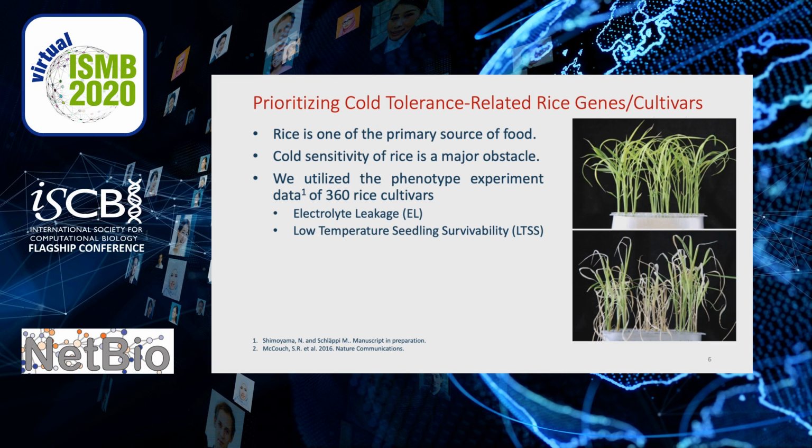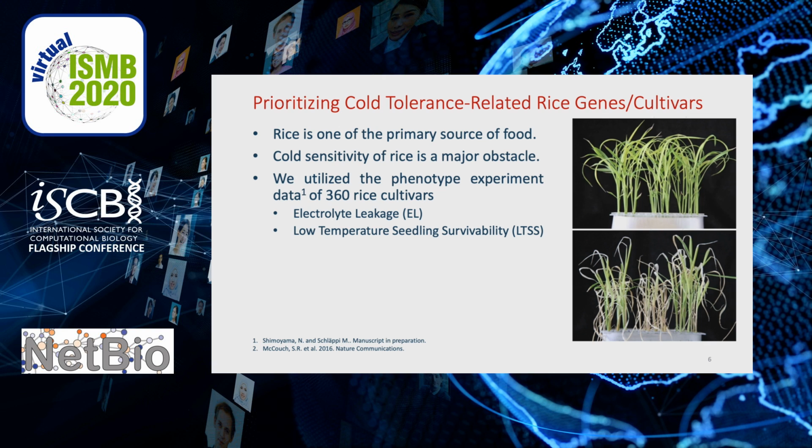We used the experimental data from samples of 360 rice cultivars. Some of those cultivars are known to be cold tolerant, some are sensitive, and some are intermediate. We utilized the phenotype experiment data coming from different temperatures. We used the electrolyte leakage level of the shoots and leaves taken from those rice seedlings.